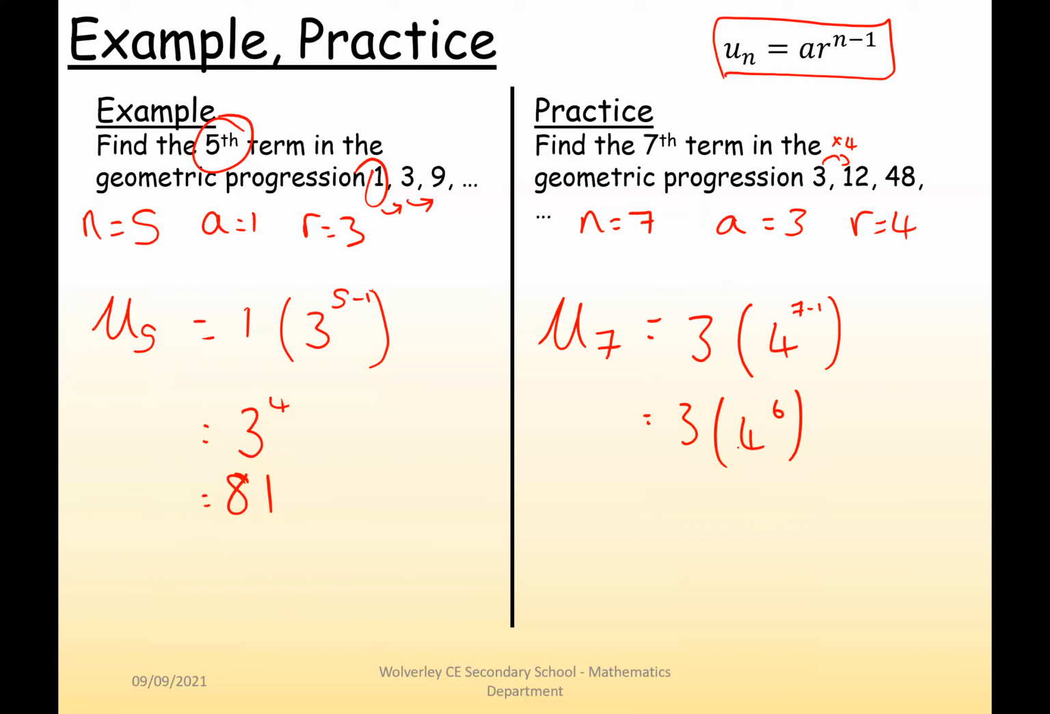Now, you're not expected to know 4 to the power of 6 off by heart, so feel free to use a calculator. 3 lots of 4,096, which, if we multiply by that 3, we've got 12,288. Now, this seems like quite a big number, especially if we've started off with 3. So let's just have a think. We're looking for the 7th term, so quite a few terms, and each time we're multiplying by 4. So it's going to grow very big, very quickly. So in this case, that does sound about right.